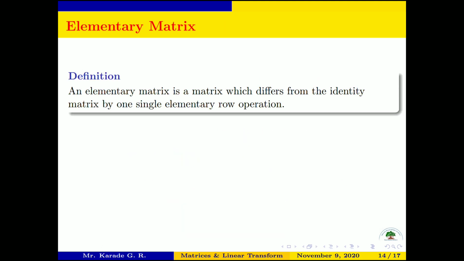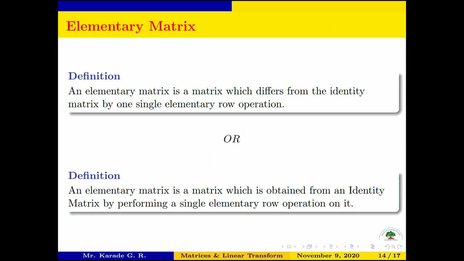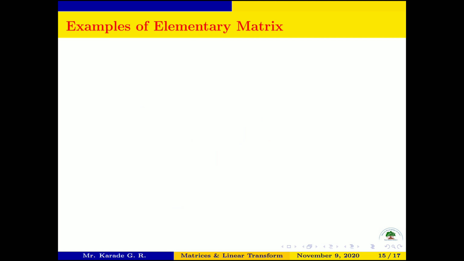Now elementary matrix. The definition is: an elementary matrix is a matrix which differs from the identity matrix by one single elementary row operation. Or in other words, an elementary matrix is a matrix which is obtained from an identity matrix by performing a single elementary row operation on it. Let us see some examples of elementary matrices.